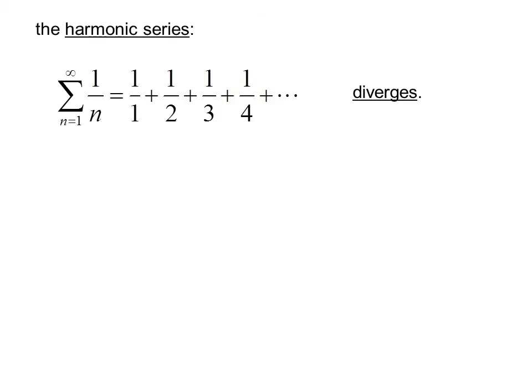The harmonic series, summation from n equals 1 to infinity of 1 over n equals 1 over 1 plus 1 over 2 plus 1 over 3 plus 1 over 4, diverges. This is a p-series with p equals 1.